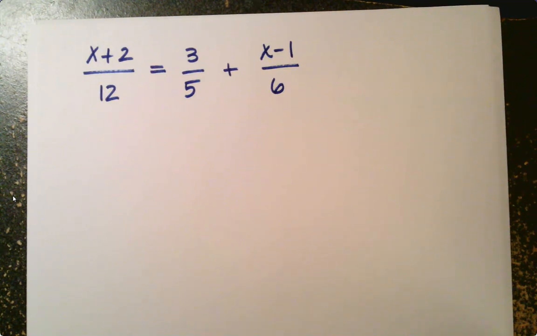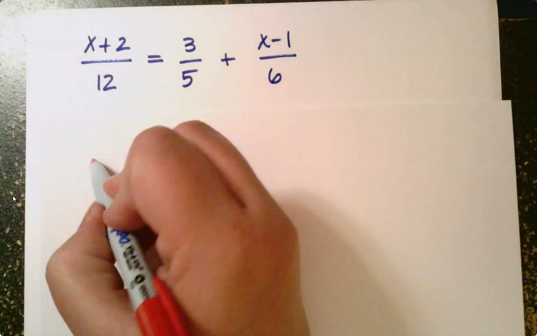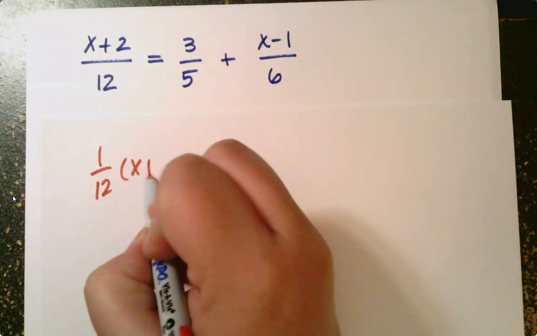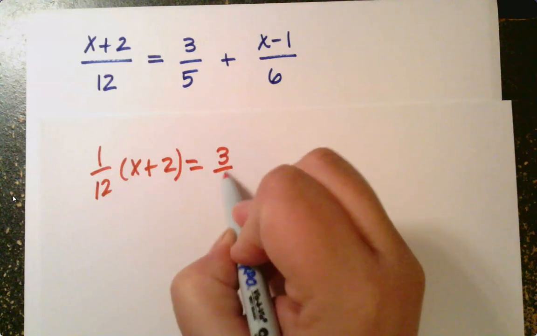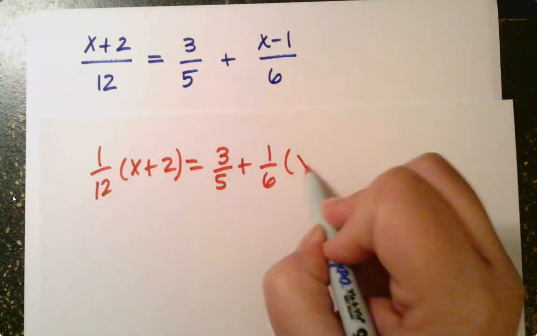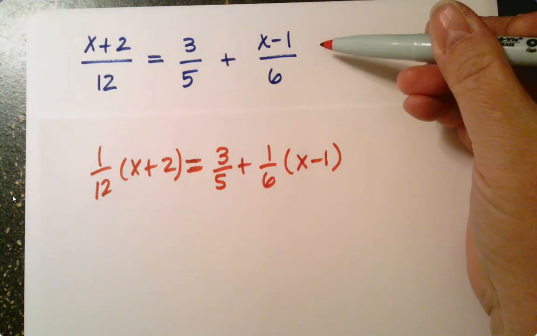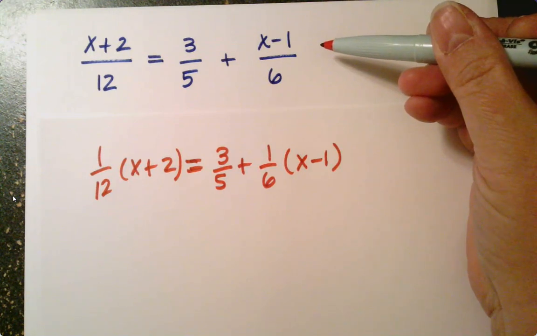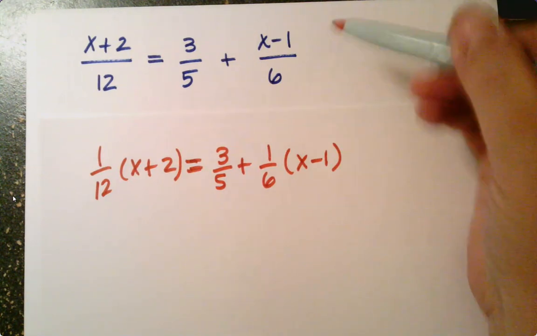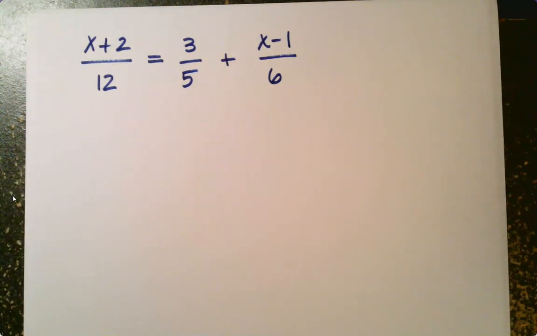You could certainly deal with this as if it said 1/12 of x plus 2. Let me rewrite it this way, as if it said 1/12 of x plus 2 equals 3/5 plus 1/6 of x minus 1. That actually says the exact same thing that you see up here. And that's why it's really not rational, is you don't have any variables in the denominator. But when you have an equation and there are fractions in it, it can be very convenient to get rid of them, to get rid of the fractions. And I want to show you how to do that.